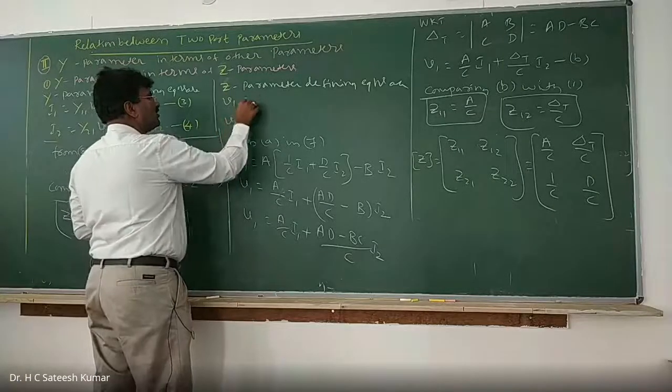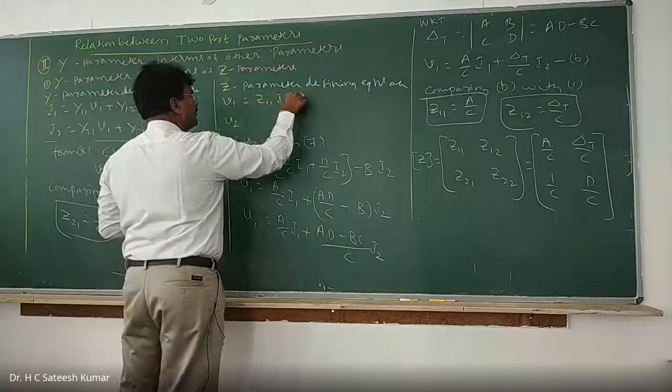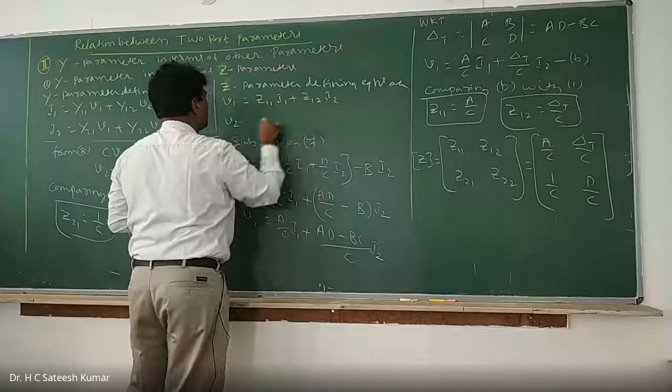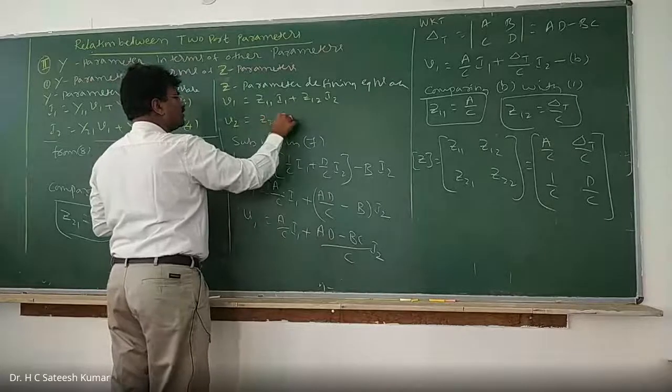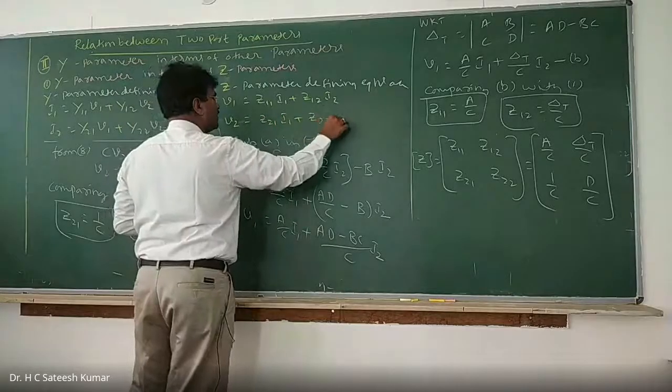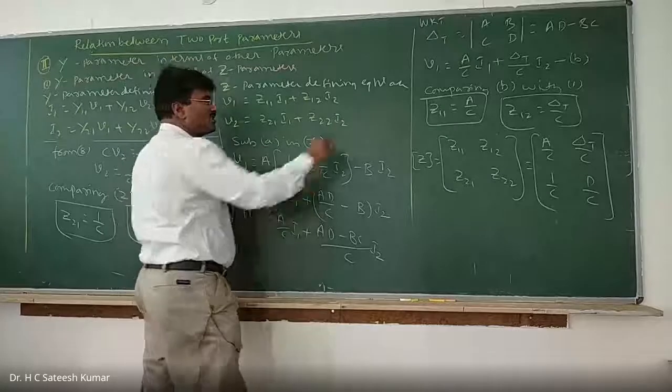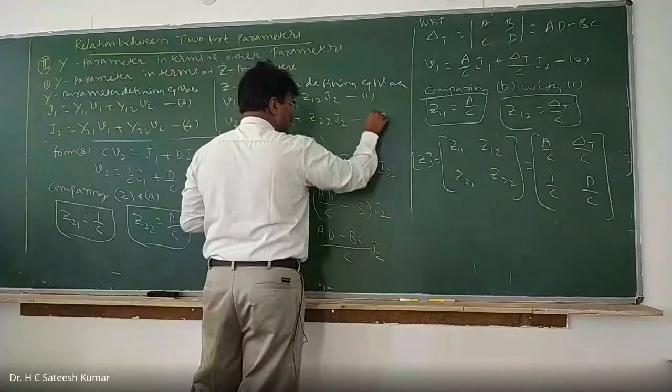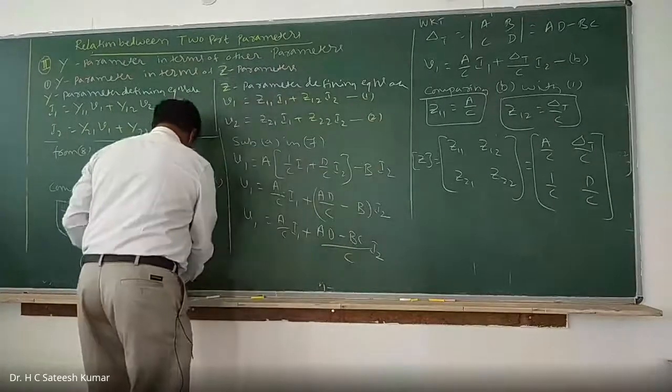V1 is equal to Z11 into I1 plus Z12 into I2. And V2 is equal to Z21 into I1 plus Z22 into I2. Equation number, you don't change it. Call this as equation number 1. Equation number 2. Okay? Same format.